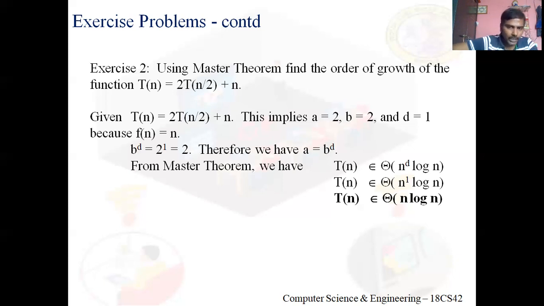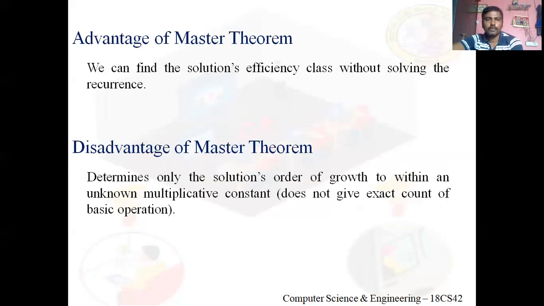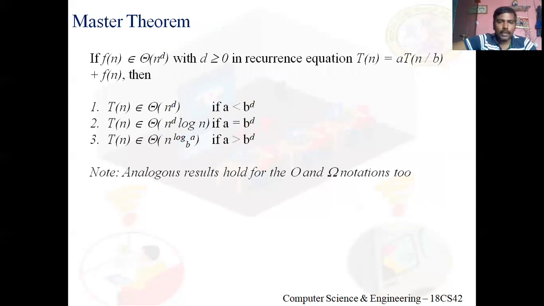The relation is a equals b power d. Now let me look at the cases of the Master theorem. a equals b power d means the second case: T of n belongs to big theta of n to the power d log n. What was d there? d was 1, right? So T of n belongs to big theta of n power 1 log n.